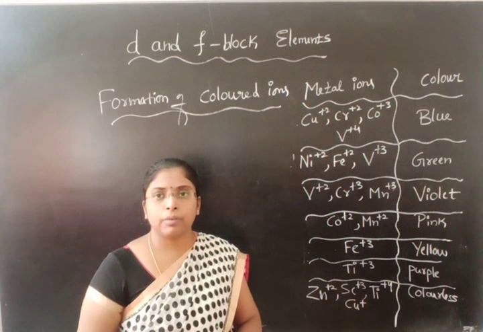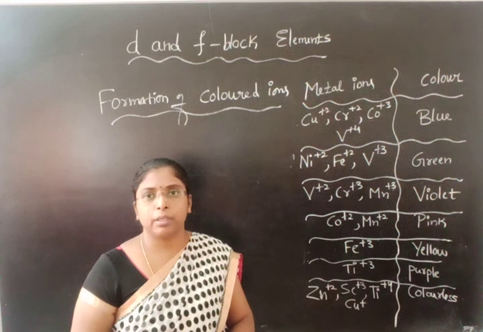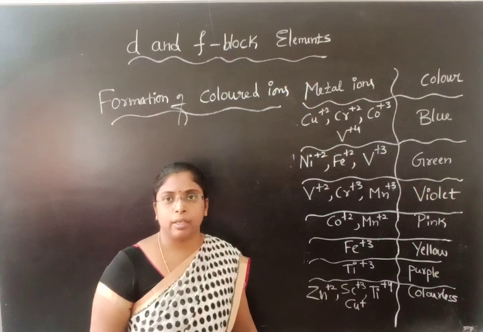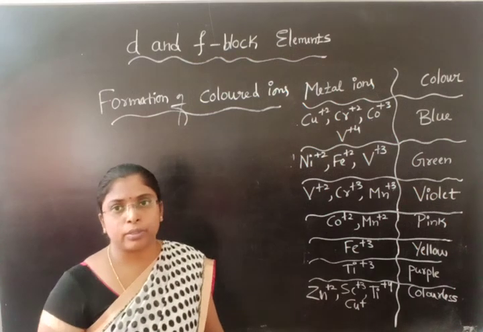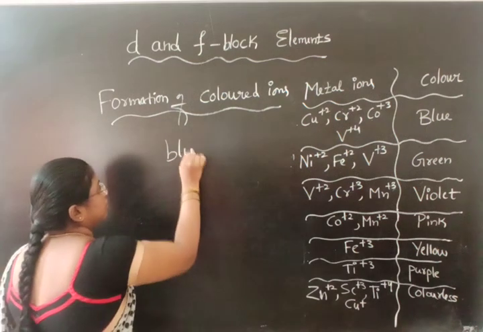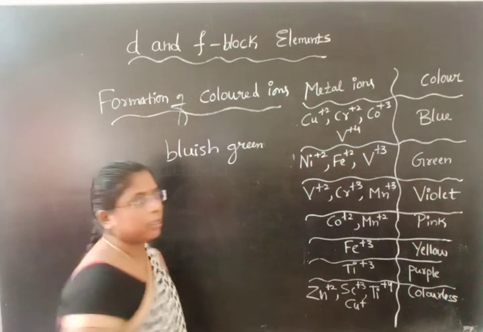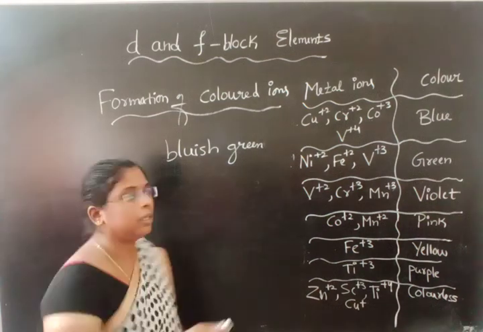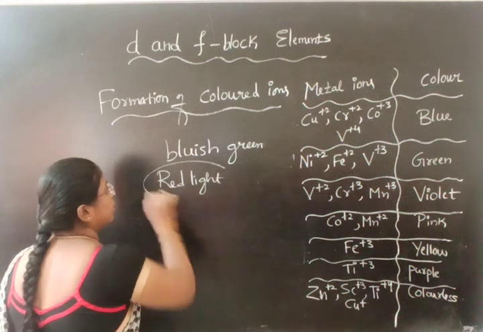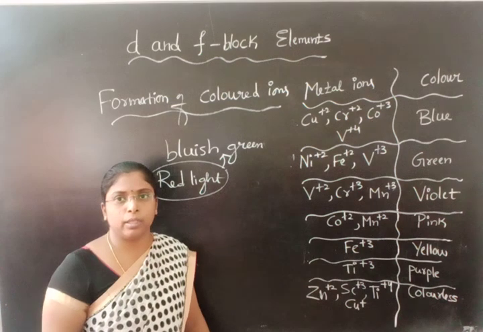The color of the compounds is due to the radiation which is emitted. If the radiation emitted by the electrons comes in the visible region, only then is it color. If you take cupric salts, generally they are bluish green in color because they absorb the radiation corresponding to red light. When they absorb the radiation corresponding to red light, its complementary color is observed. Hence cupric salts are bluish green in color.